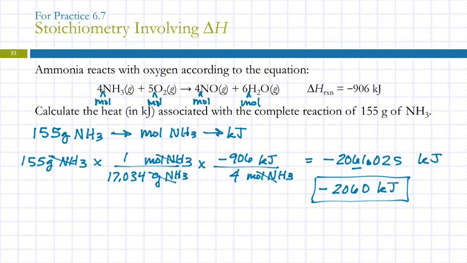Yeah. That makes sense. And that would apply to if it was 5 moles of oxygen? Yeah, so if it said, well, you know, what about the complete reaction of 155 grams of oxygen? Well, I would take grams of oxygen, convert it to moles of oxygen, and then this here would be minus 906 kilojoules per 5 moles of oxygen, because there's a 5 in the balanced chemical equation. So we don't have per mole or anything. We just have this delta H with a chemical reaction, chemical equation.